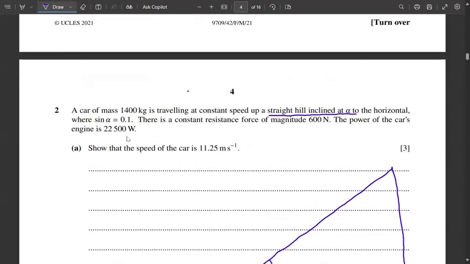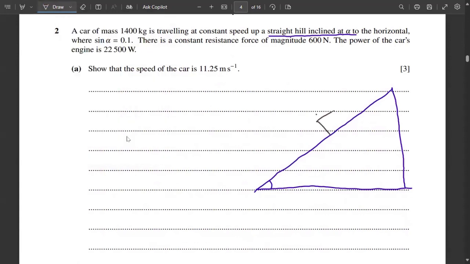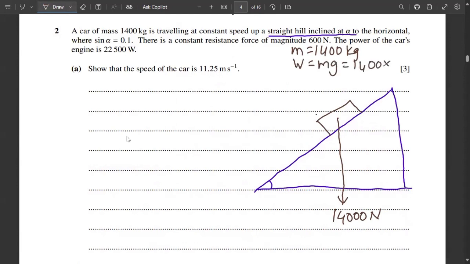Inclined at angle alpha. The car's mass is 14,000 kg. So weight will be mg, which is 14,000 into 10, which is 140,000 Newton, which will act downwards. Why? Because weight always acts downwards.